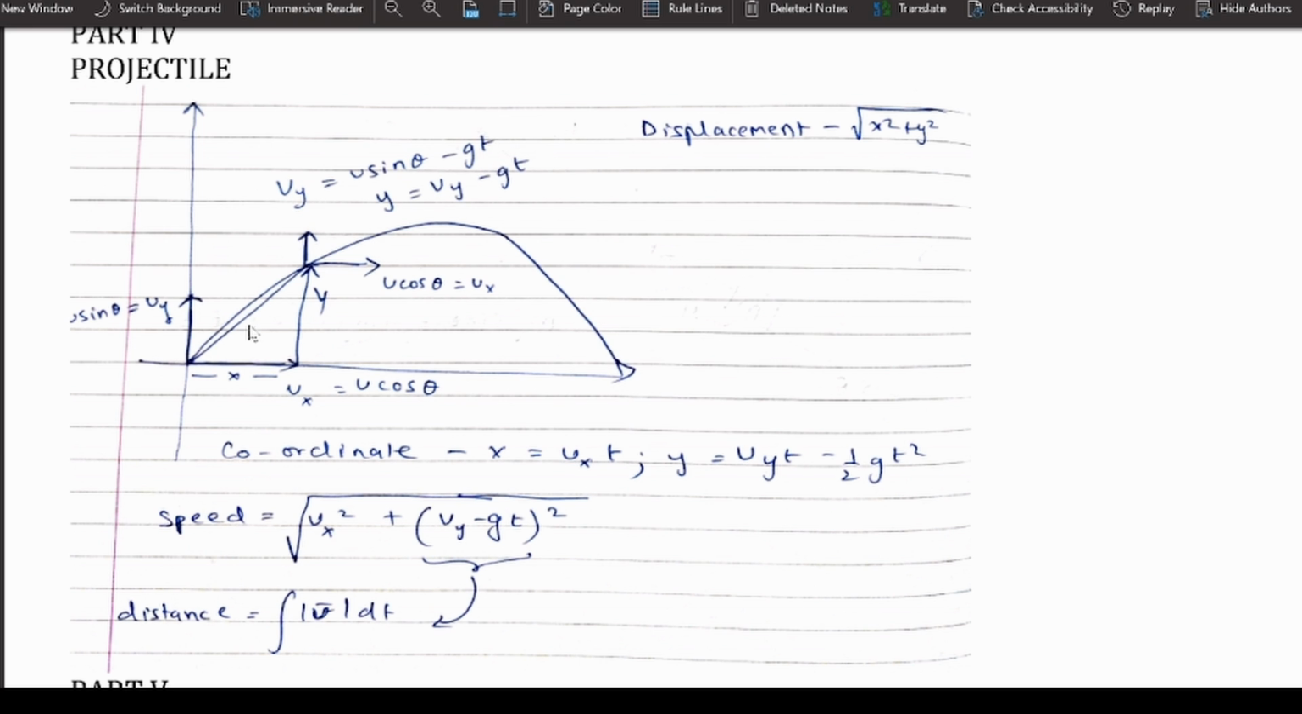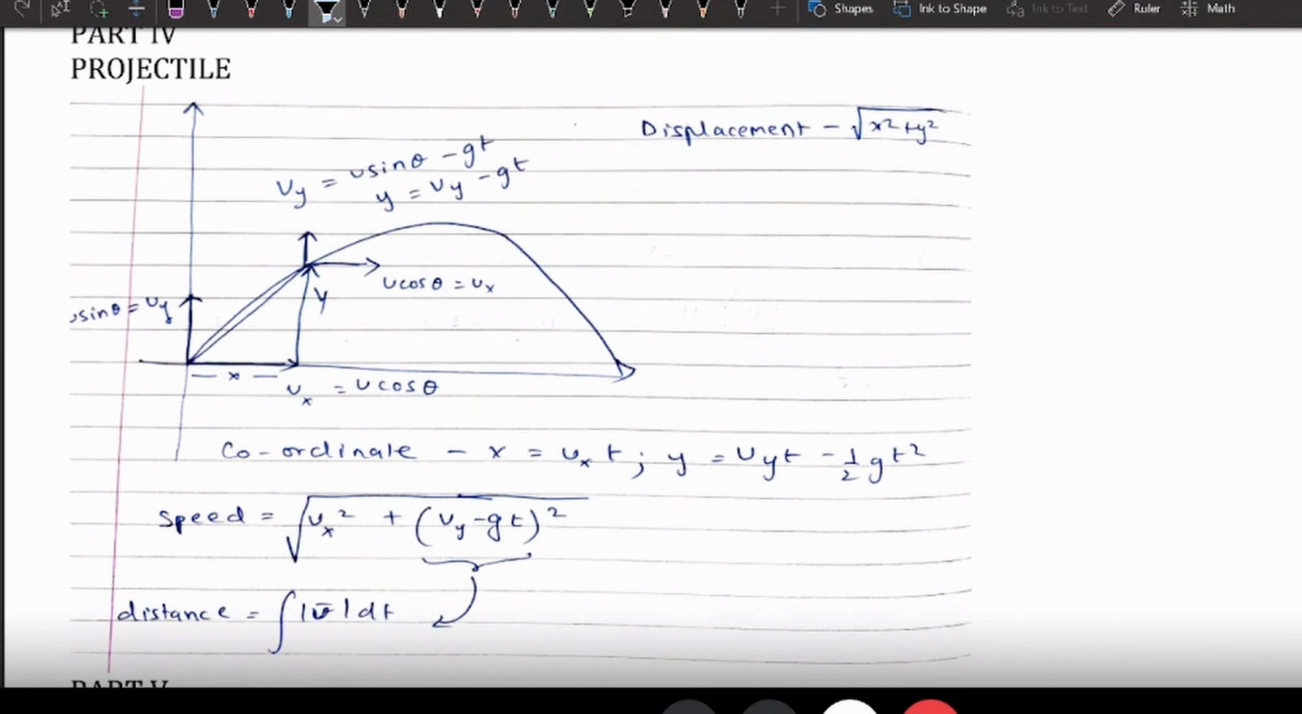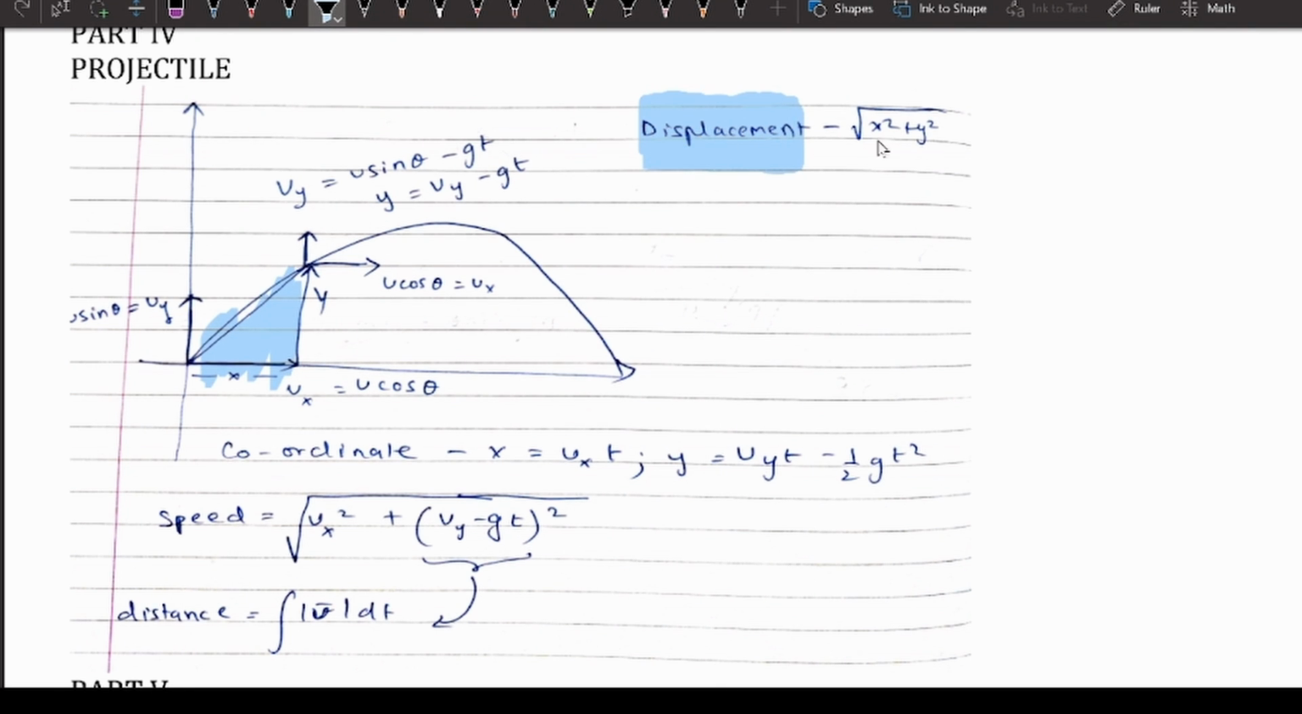Okay. Now if I take this particular triangle, and I take this as x and this as y, my displacement here will be x square plus y square. That is the displacement, and that's again just from simple Pythagoras theorem. Nothing much to explain here again, right?